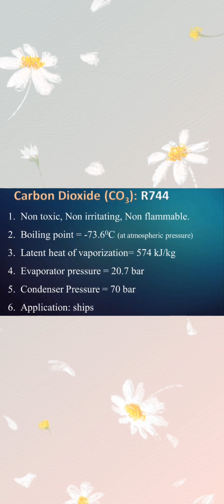Next, carbon dioxide. It is a non-toxic, non-irritating, and non-flammable gas. It has a boiling point of minus 73.6 degrees Celsius at atmospheric pressure. Because of this very low boiling point, for evaporation at minus 15 degrees Celsius, we need a pressure of 20.7 bar in the evaporator, and for condensation at 30 degrees Celsius, we need 70 bar pressure in the condenser, which is very high. Hence, the system has to work under high pressure and it makes it less efficient. Applications of carbon dioxide as a refrigerant are found in ships.